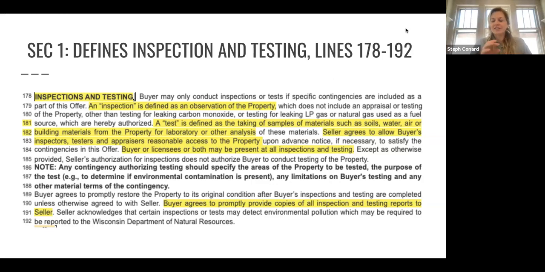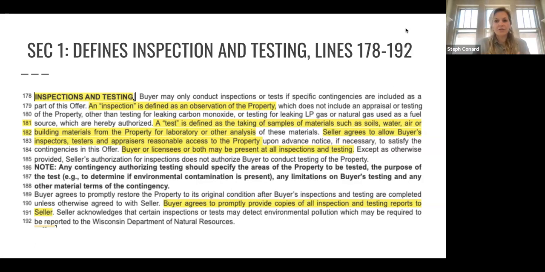They want to make the differentiation here because, and this happens all the time, as we're going through these inspection contingency processes, we get a lot of questions about people wanting to do testing. And it's just spelled out right here that this is only covering the inspection itself, which again is that observation of the property.